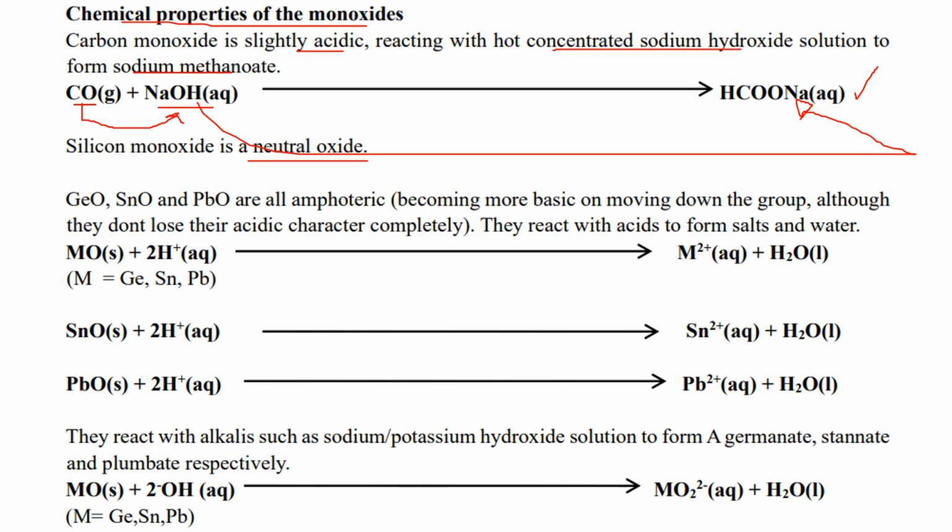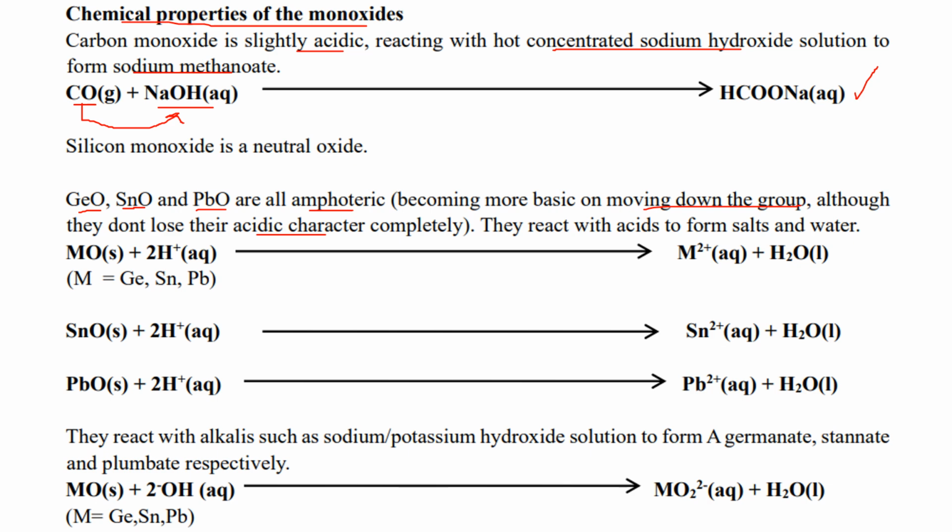That means that it cannot undergo the reaction with sodium hydroxide. And you're saying that germanium oxide, tin(II) oxide and lead(II) oxide are all amphoteric in nature, therefore becoming more basic moving down the group, although they don't lose their acidic character completely.